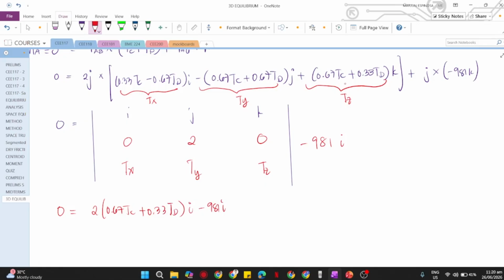And then, to get J, we cover this up. So 0 times Tz is obviously 0. Minus Tx times 0, obviously 0 pa rin. So wala tayong J. So to get K unit vector, we cover this up. So we have 0 times Tx, 0. So minus this one. So minus 2 times Tx. Yung Tx natin is 0.33 Tc minus 0.67 Td. Ayan. And then, that is K.